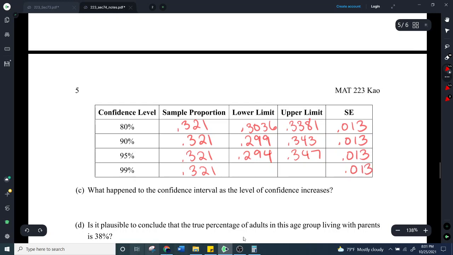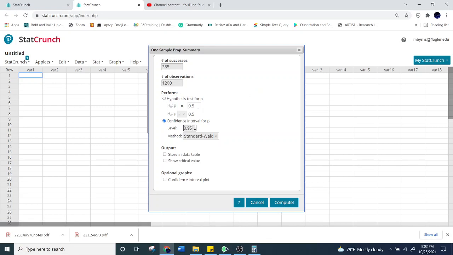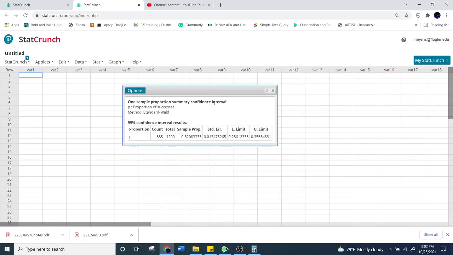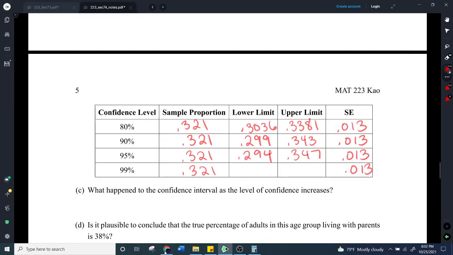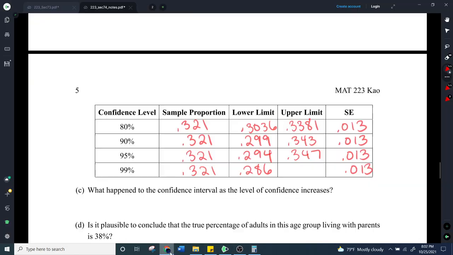Let's do the 99% confidence interval and see what that looks like. So Options, Edit again. We're going to change this to 99%. And my lower limit is 0.286, and my upper limit is 0.356. So it says, what happened to the confidence interval as the confidence level increases?